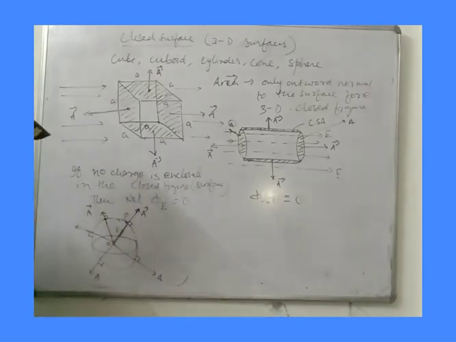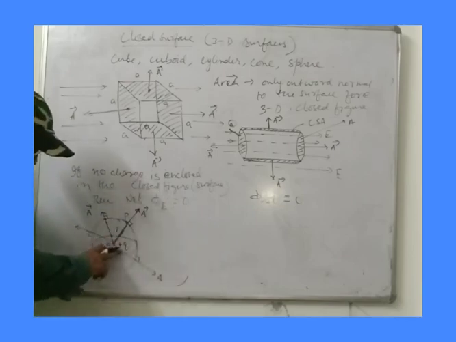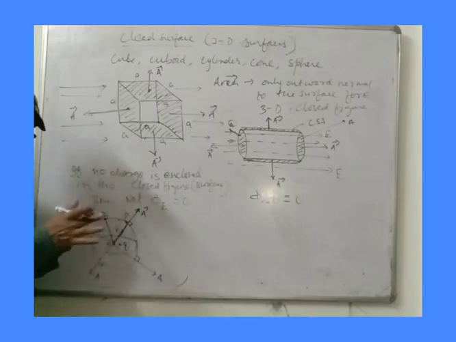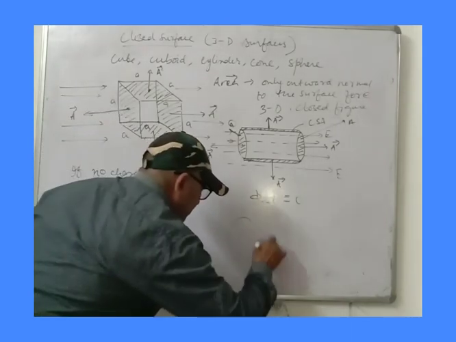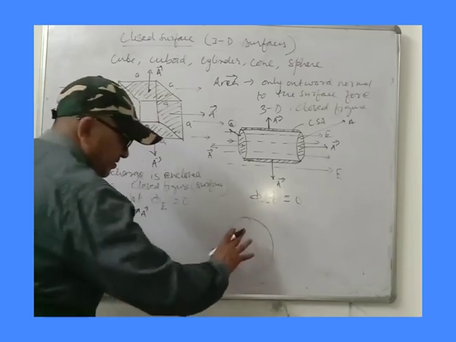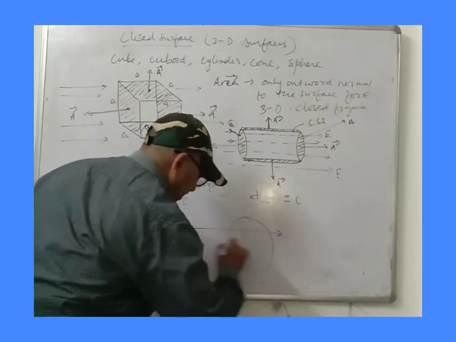Okay, let me take a charge here. Then from a positive charge, electric field lines are coming out. In this case, there will be flux. Okay, but in this case, suppose this is a sphere, and electric field lines are crossing like this.